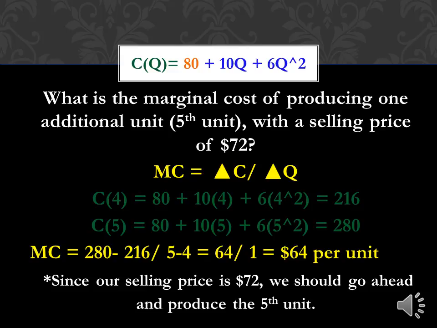Since it's stated that our selling price is $72, we would go ahead and produce that fifth unit because the marginal cost is under the $72. This fifth unit is still yielding us $8 in revenues.